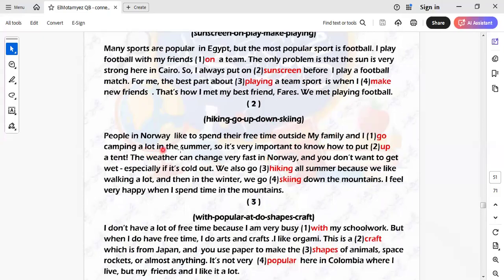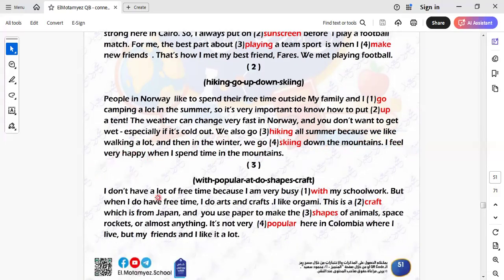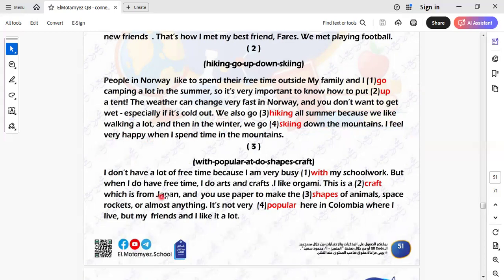Here we say: People in Norway like to spend their free time outside. My family and I go camping a lot in summer. So it's important to know how to put up a tent. The weather can change very fast in Norway, and you don't want to get wet, especially if it's cold out. We also go hiking in summer because we like walking a lot. And then in the winter, we go skiing down the mountains. I feel very happy when I spend time in the mountains.